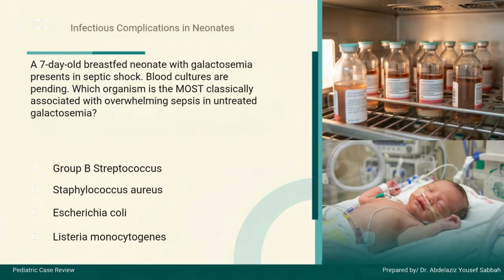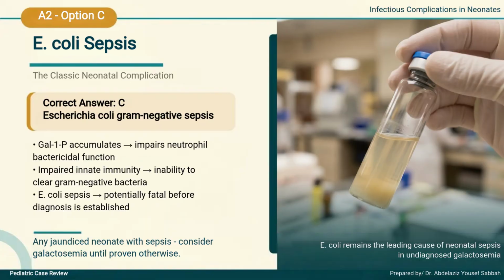Case 2. A 7-day-old breastfed neonate with galactosemia presents in septic shock. Blood cultures are pending. Which organism is most classically associated with overwhelming sepsis in untreated galactosemia? Option A, Group B Streptococcus. Option B, Staphylococcus aureus. Option C, Escherichia coli. Option D, Listeria monocytogenes. The correct answer is option C, Escherichia coli.